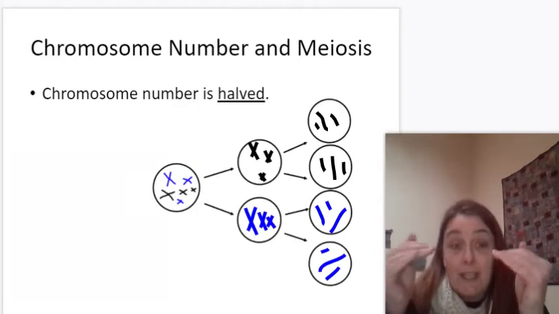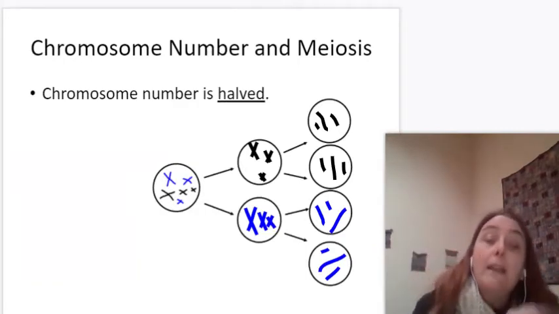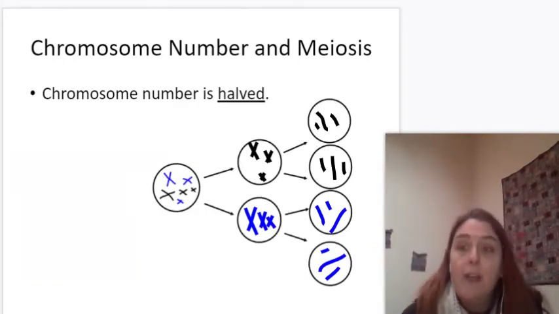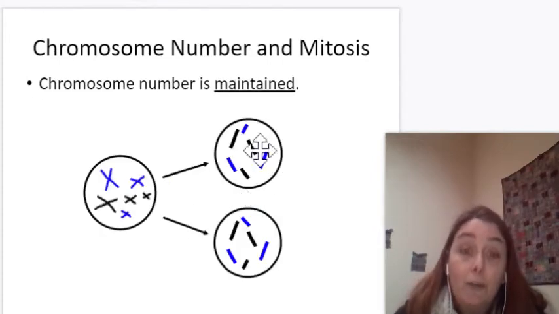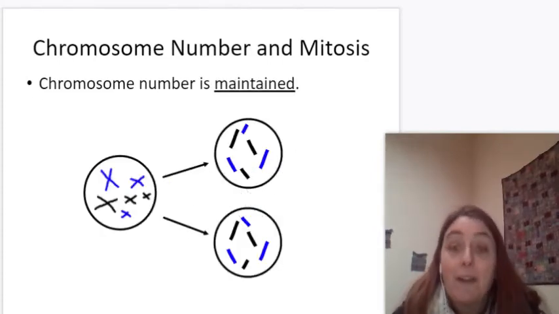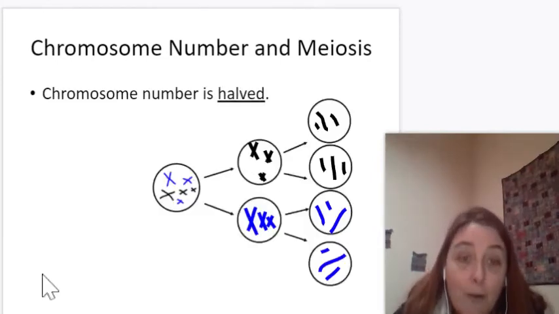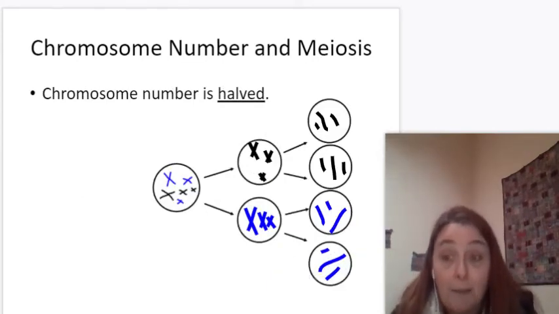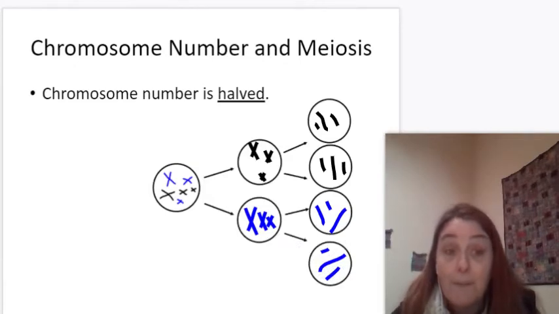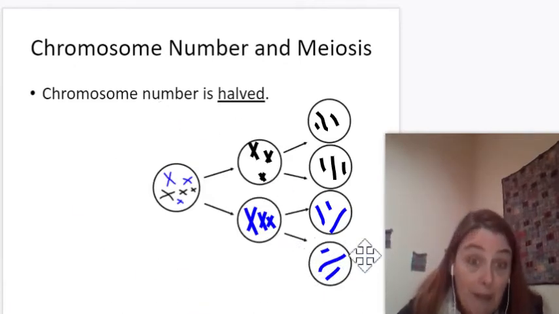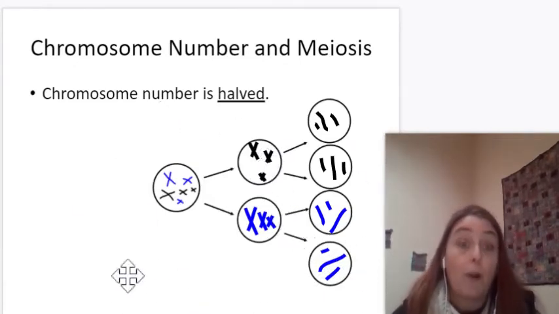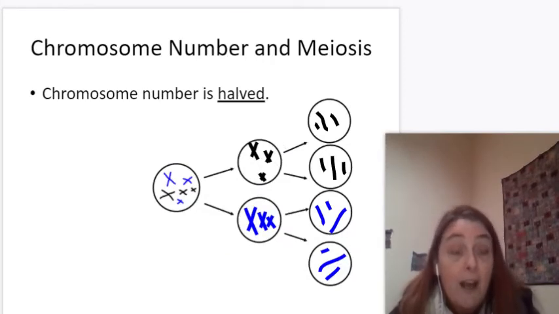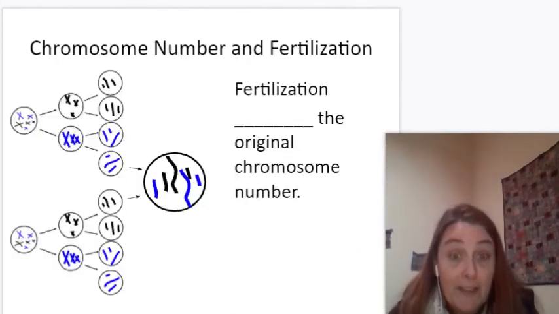So mitosis keeps the chromosome number the same. Meiosis cuts the chromosome number in half. Mitosis, used for making body cells or asexual reproduction. Meiosis, used for making sperm and egg, which have half the chromosomes. They are monoploid.